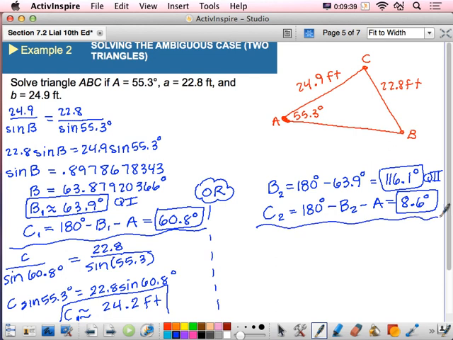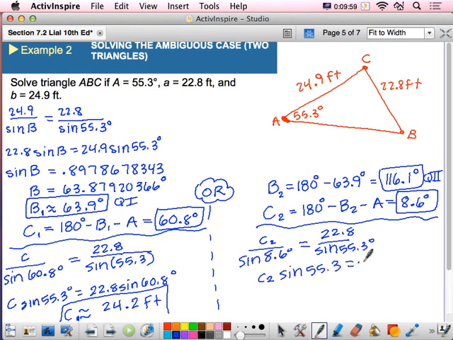And then we're going to find little c2 again. C2 over sine of capital C has to equal little a over sine of capital A. We'll cross multiply and solve for little c. So as you guys can see, the only bad thing is it's just tedious because you have to work everything twice. So what is little c in this case? 4 point what? 1.5. So 4.15 feet.